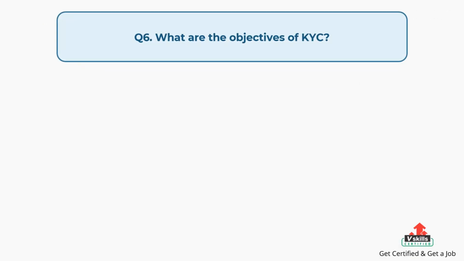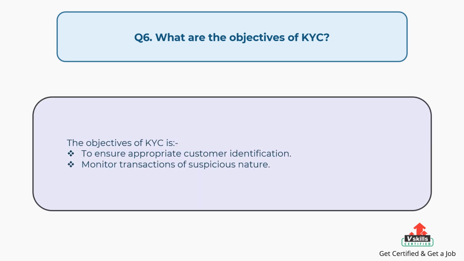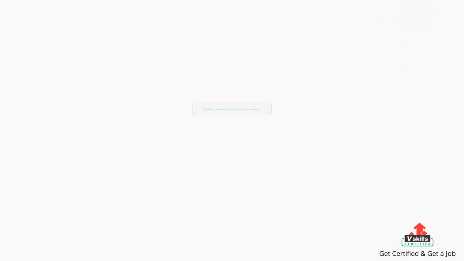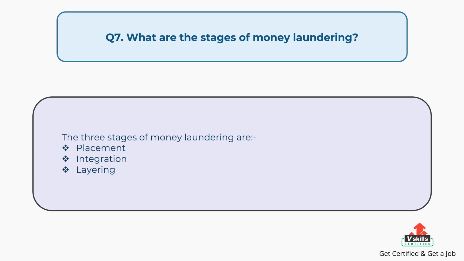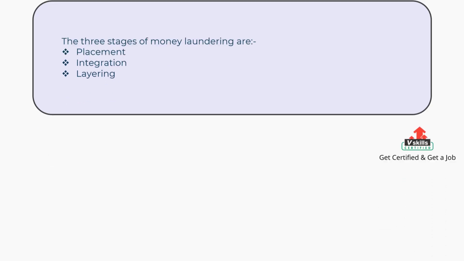Question number 6. What are the objectives of KYC? The answer is, the objectives of KYC are to ensure appropriate customer identification and to monitor transactions of a suspicious nature. Question number 7. What are the stages of money laundering? The answer is, the 3 stages of money laundering are placement, layering, and integration.